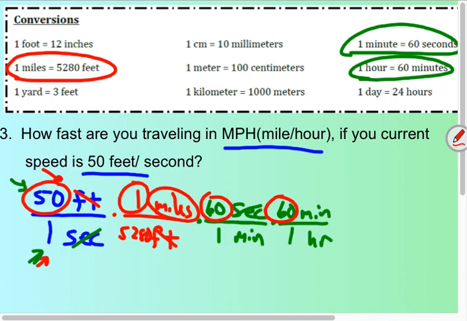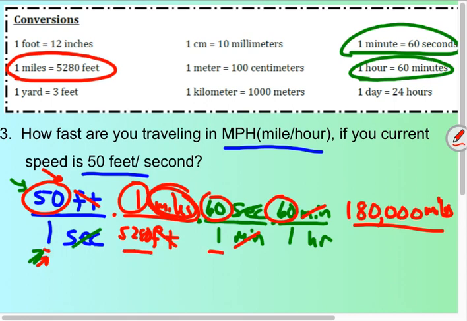What do we got here? 180,000. And in this case, minutes cancel out. The only label I have on the top is miles. Per, looks like 1 times 5,280 times 1 times 1. That's just going to be 5,280, and it's not really hours.